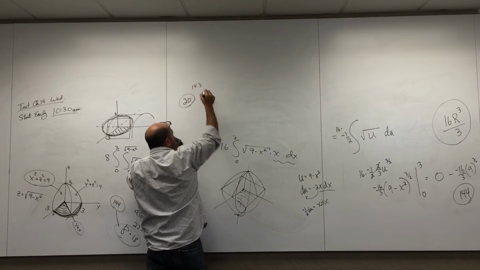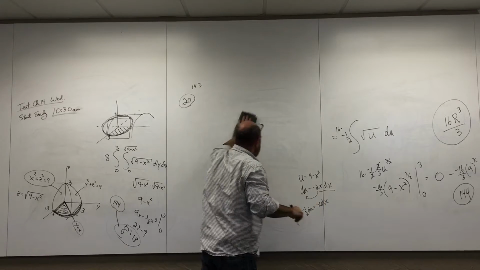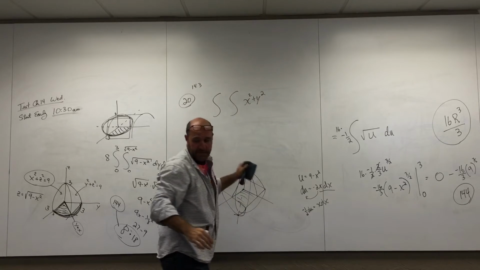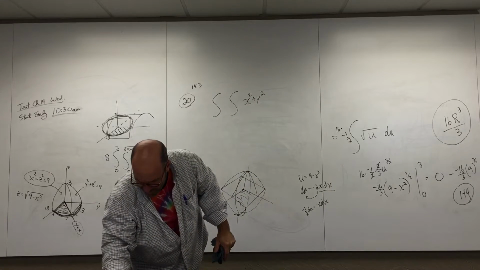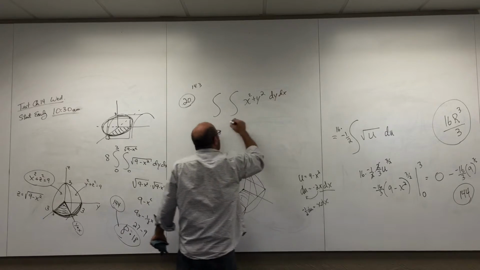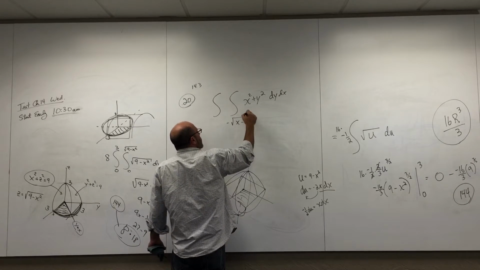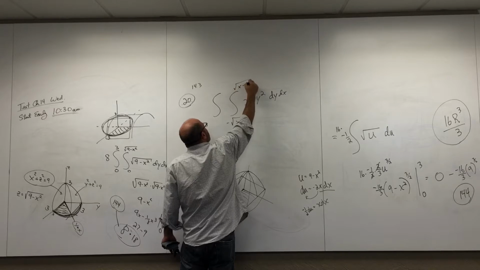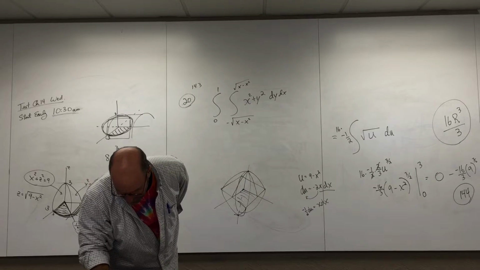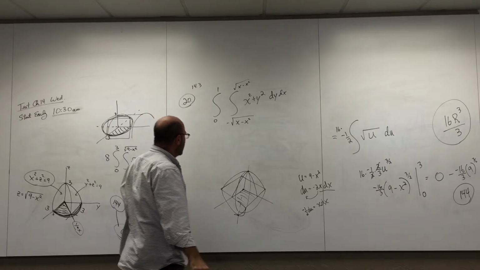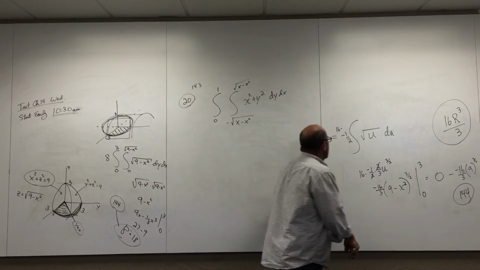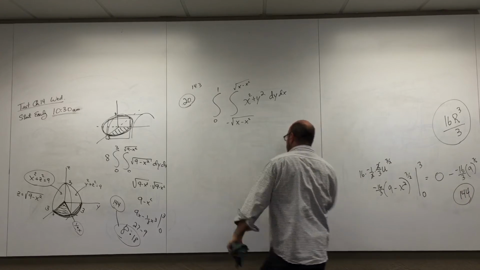In 14.3, number 20, they just give you this double integral, and it's x squared plus y squared, dy dx. But then they've got these nasty bounds: negative square root of x minus x squared to the positive square root of x minus x squared, from 0 to 1, I think it says. Yep. And by the way, they say switch to polar. Do this in polar.